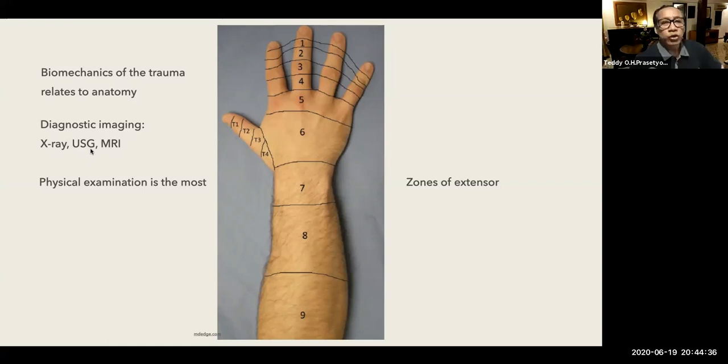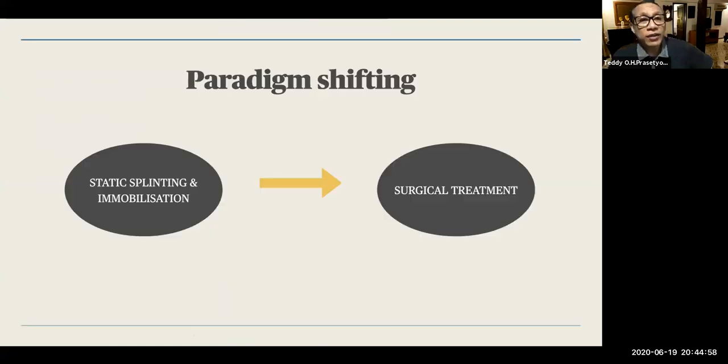And we could also, for chronic cases, more difficult cases, embark into MRI to just help us with the diagnosis. But then physical examination is still the most important. Once you know what structures relate into the anatomy and its position, then you could imagine yourself on how to check with the physical exam.